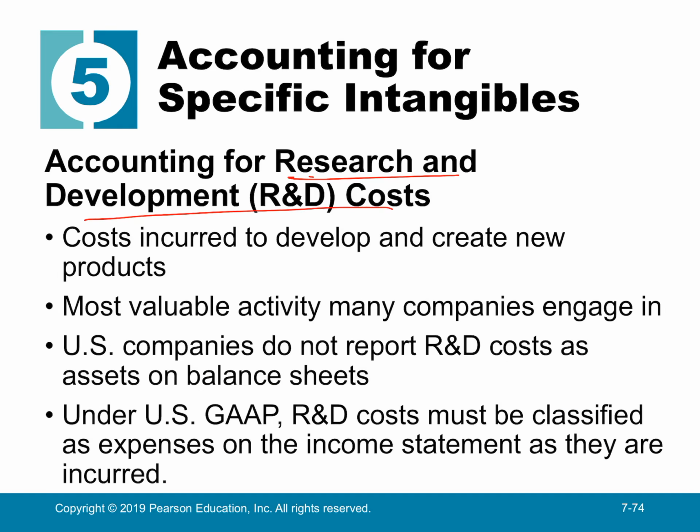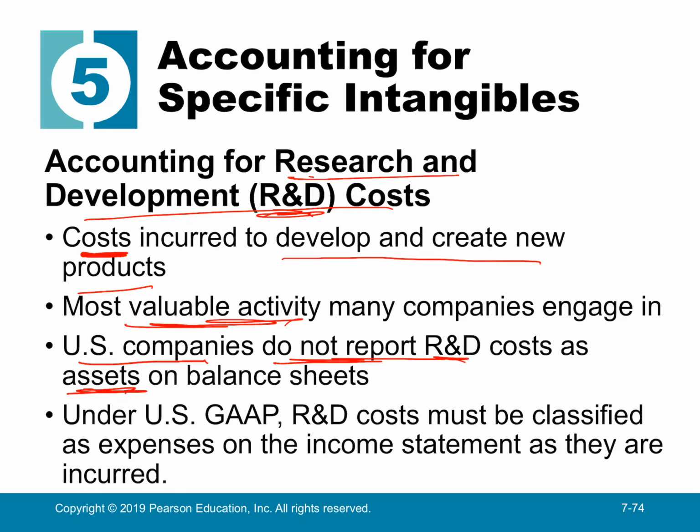What about research and development costs, or R&D? These are huge, especially in the San Francisco Bay Area, where a lot of companies focus on research and development. So these are costs that are incurred to develop and create new products. Oftentimes, this is the most valuable activity for companies. If they can come up with something new, there could be huge advantages. So in the US, we do not report these R&D costs as assets. We do not capitalize them on the balance sheet. Under US GAAP, research and development costs must be classified as expenses on the income statement as they are incurred.